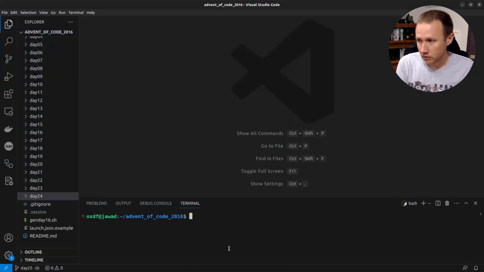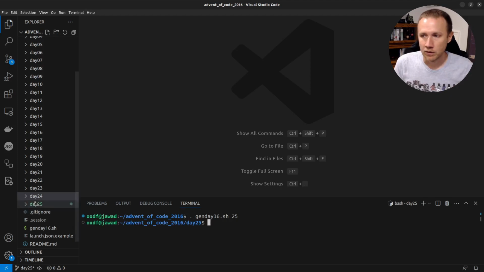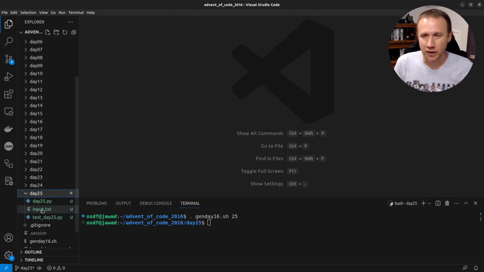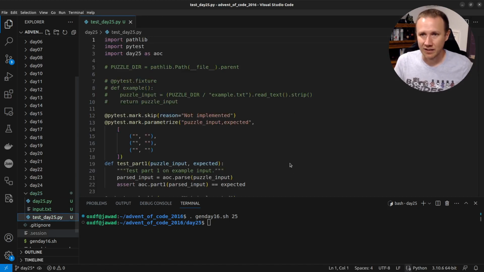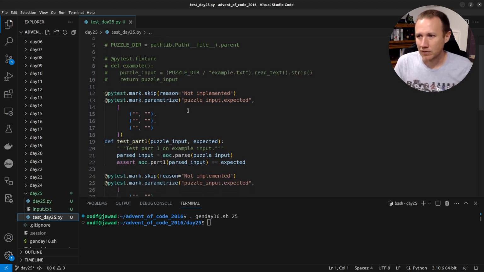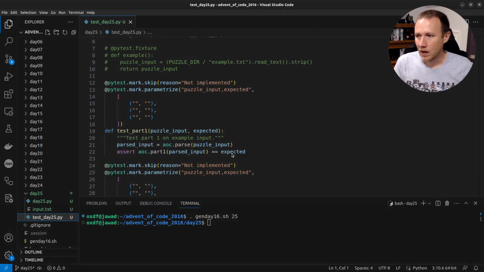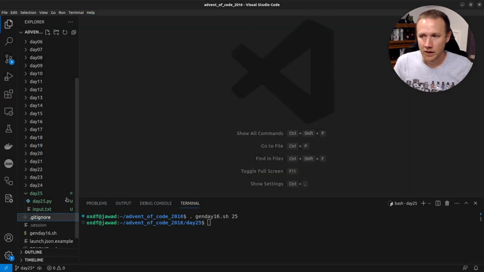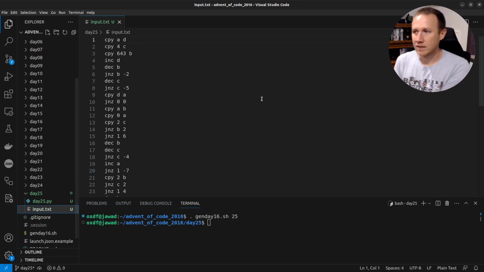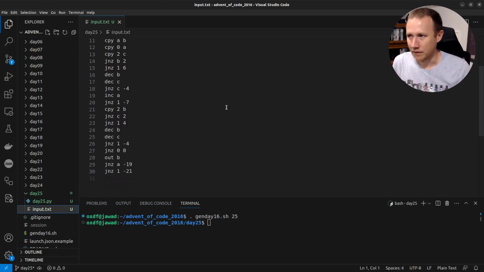I'll use my genday script here for day 25 to pull the input and make some stub Python files for me. They don't give us any tests here. There's nothing I can test. I guess I could run some experiments and then use tests to lock them in, but practically speaking, we're just going to get rid of the tests today because there's nothing to test. So that's gone. Input. We've got this assembunny language that they've given us before.